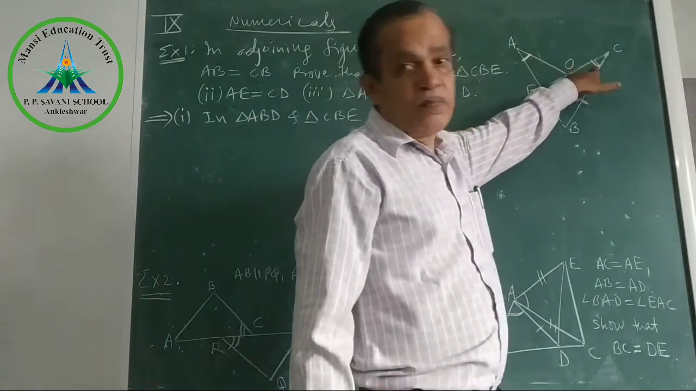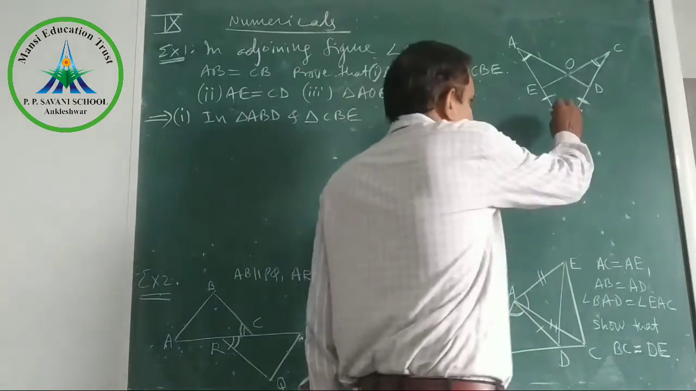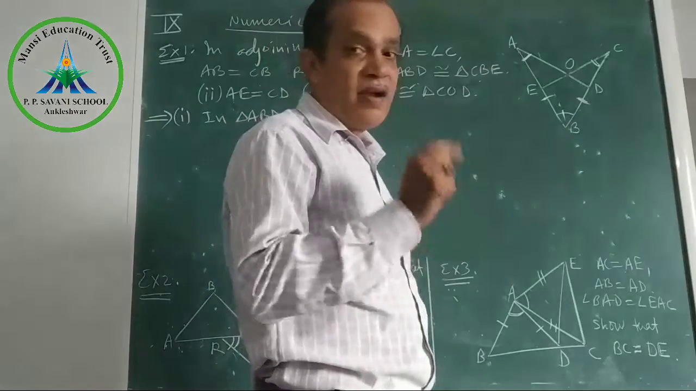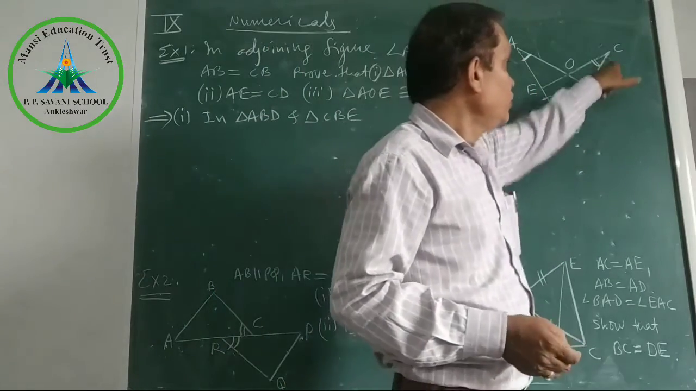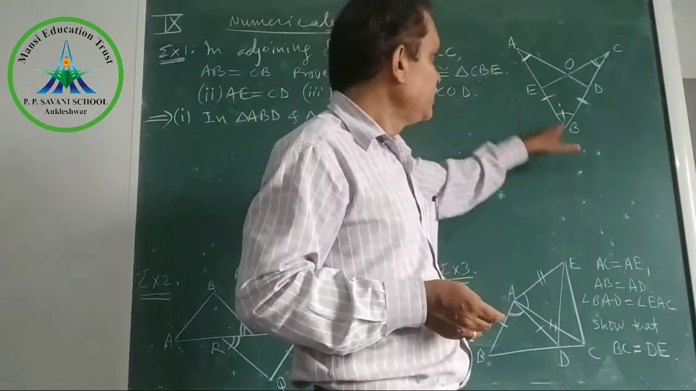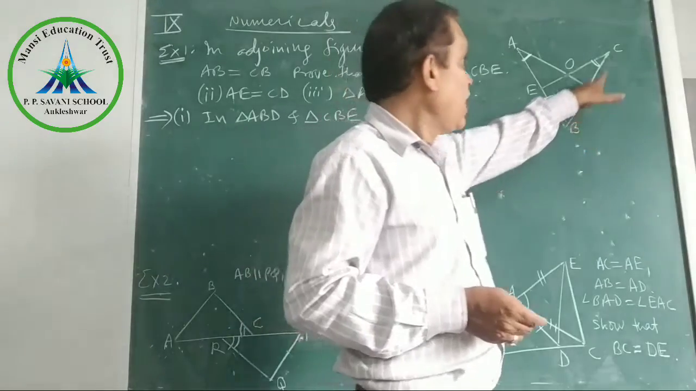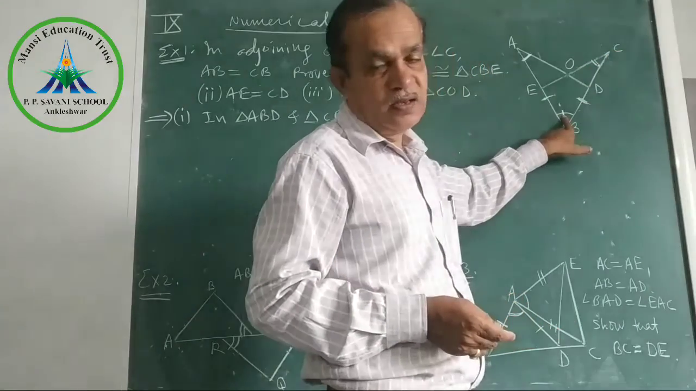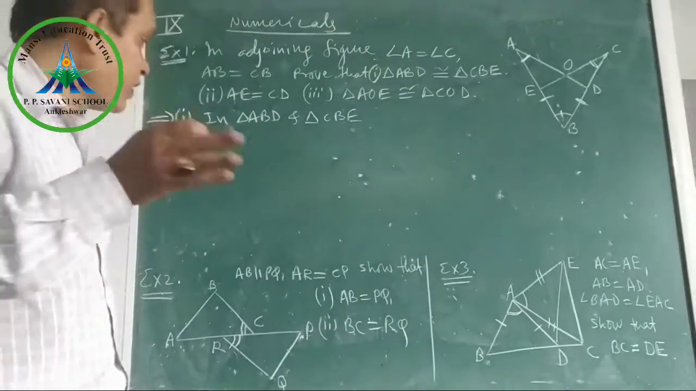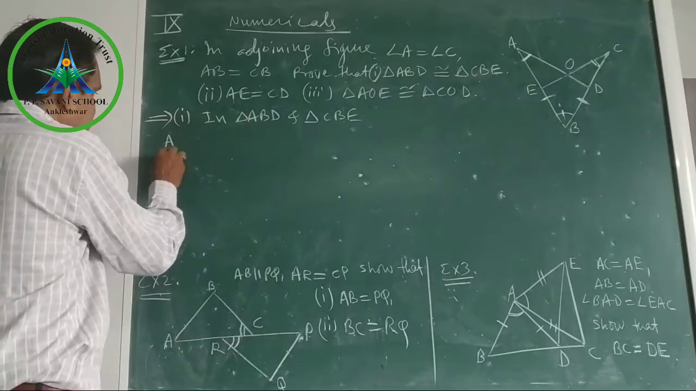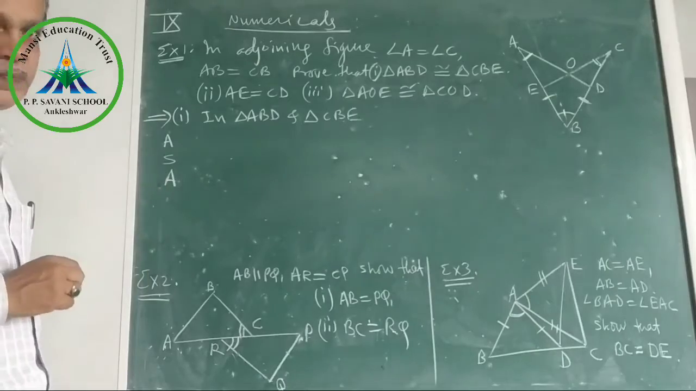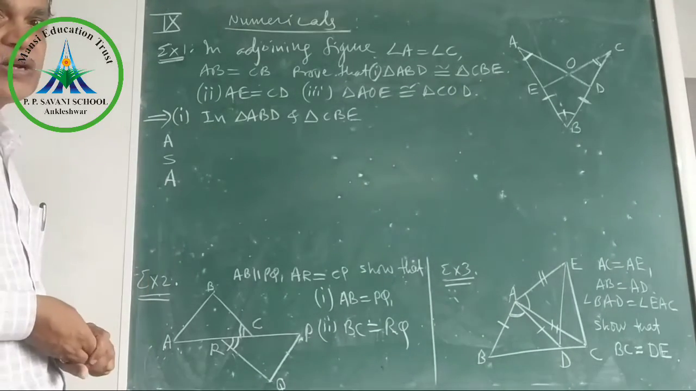See, angle A equal to angle C, given. This B is common. Yes or no? And AB equal to CB, given. So which rule is valid? Angle, side, angle. Got it? So we read the rule which is applicable, then we write that rule. Writing this way is very helpful because the student is reading the rule, observe.